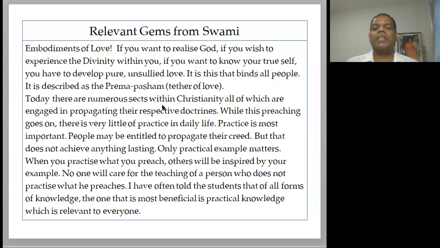Today, there are numerous sects within Christianity, all of which are engaged in propagating their respective doctrines. While this preaching goes on, there's very little of practice in daily life. Practice is most important. People may be entitled to propagate their creed, but that does not achieve anything lasting. Only practical example matters. When you practice what you preach, others will be inspired by your example. No one will care for the teachings of a person who does not practice what he preaches.